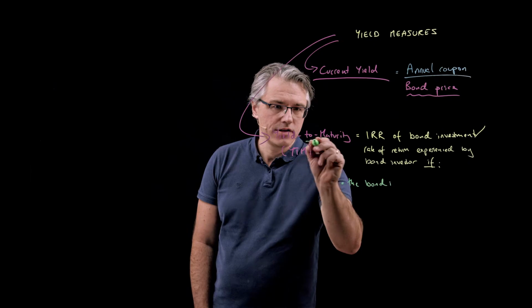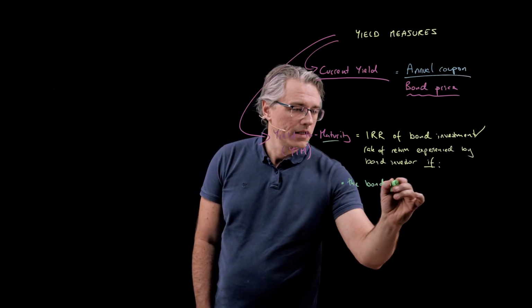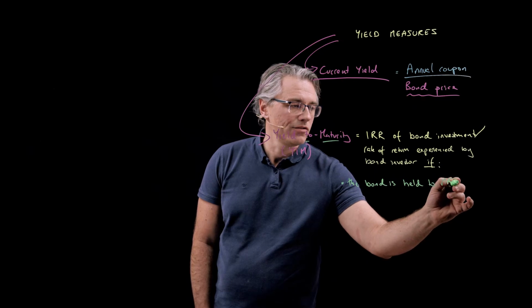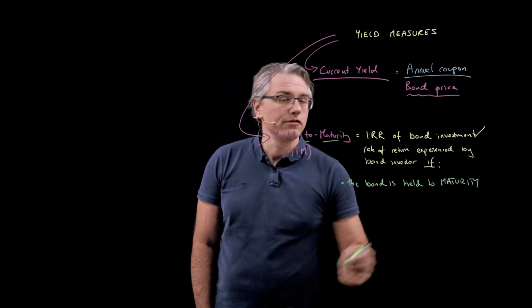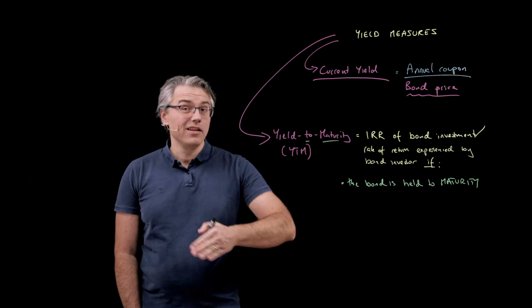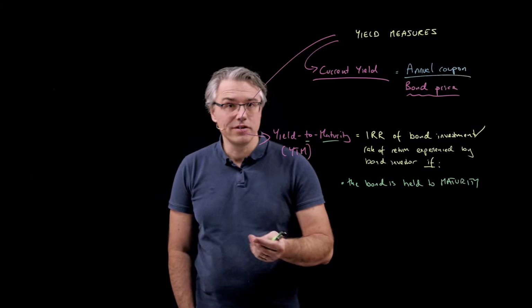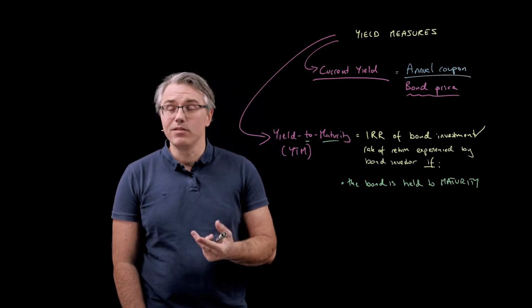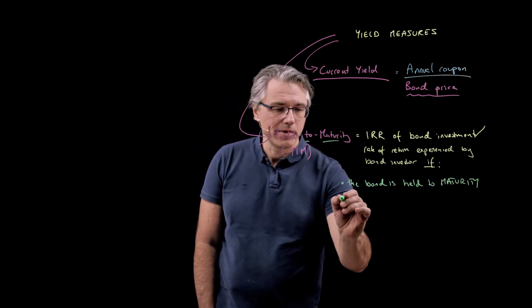That's kind of contained in the name. The bond is held to maturity. In other words, it's not sold before the maturity date, in which case it can be sold for an unknown price. The thing about holding the bond until maturity is you know how much you will get at the maturity date, because that's given by the principal value or the principal amount of the bond.